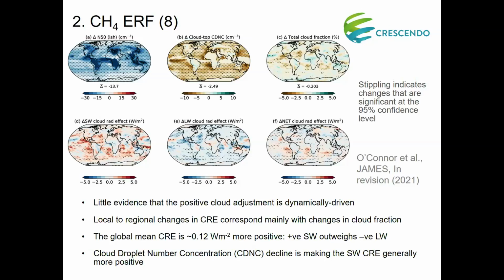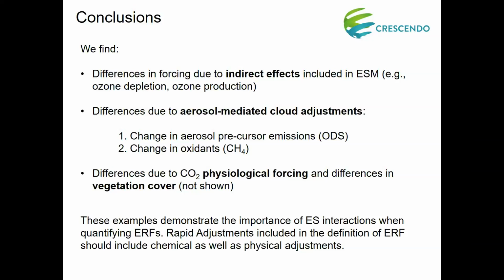So to conclude, in looking at the total greenhouse gas effect of radiative forcing, although the estimates in the net effective radiative forcing between the physical model and the UK's Earth system model appear to be comparable, on closer examination, the inclusion of Earth system processes contributed to substantial differences. So, for example, there are differences in forcing due to indirect effects, in particular in the representation of chemistry, and we've known about indirect effects for some time. However, we're also seeing differences due to aerosol-mediated cloud adjustments.